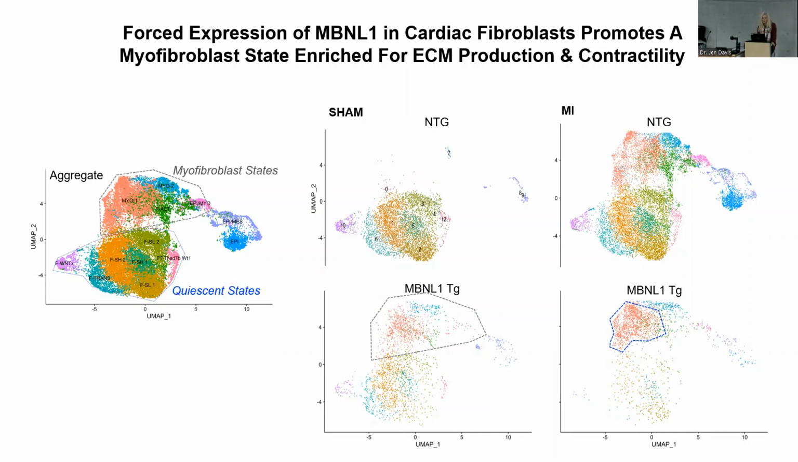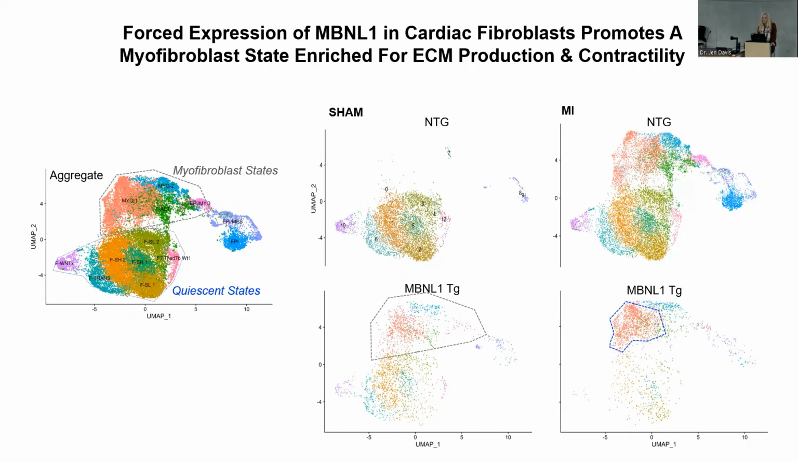Now I want to focus on the data over here to show you how the different genotypes segregated under the different experimental conditions. If we just look at our sham condition and compare the non-transgenic to the muscle-blind transgenic, what you can see is that the muscle-blind transgenic, without any injury, was starting to have cells that live in this state space of a myofibroblast. You can see that in a non-transgenic, that was virtually absent.